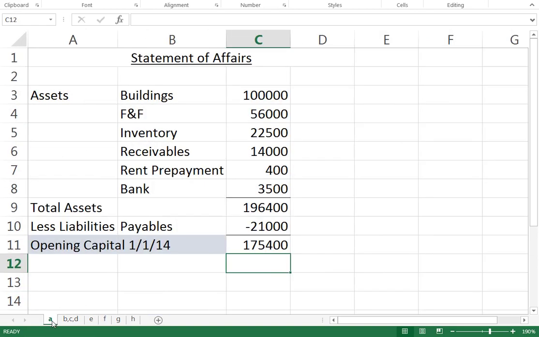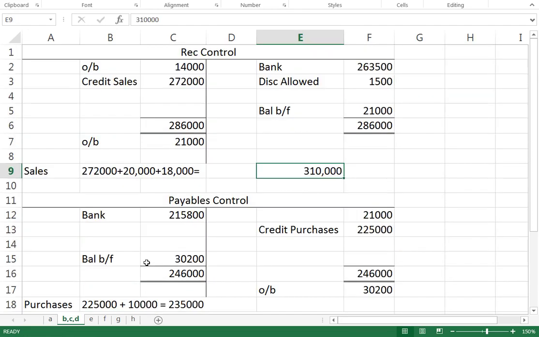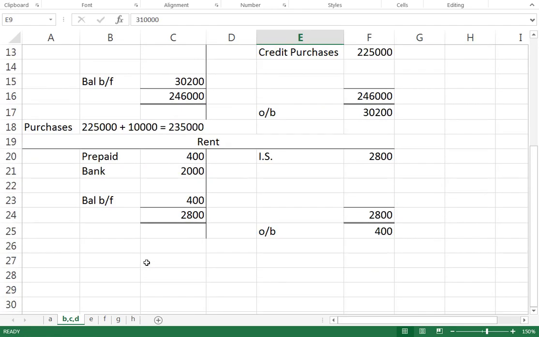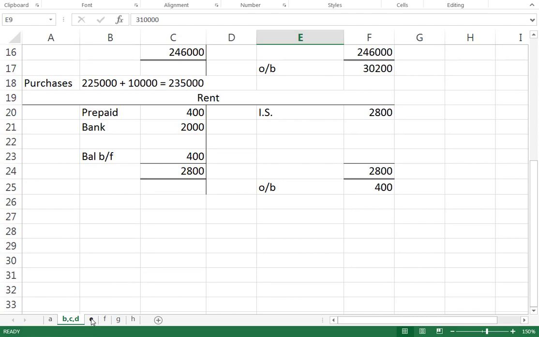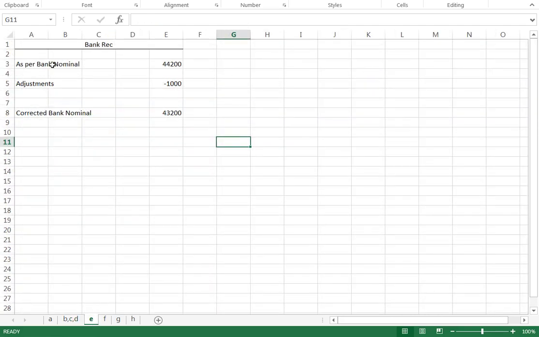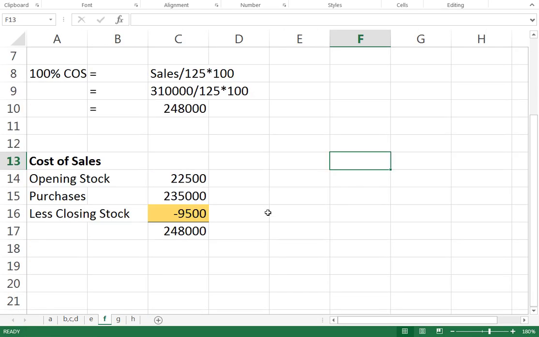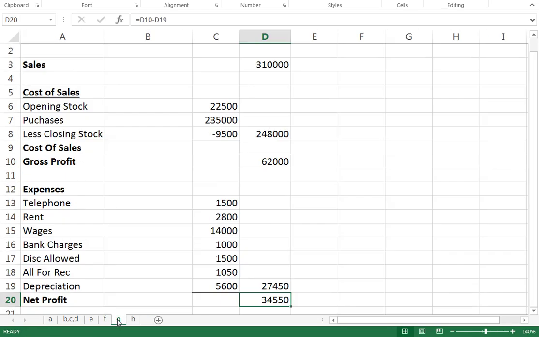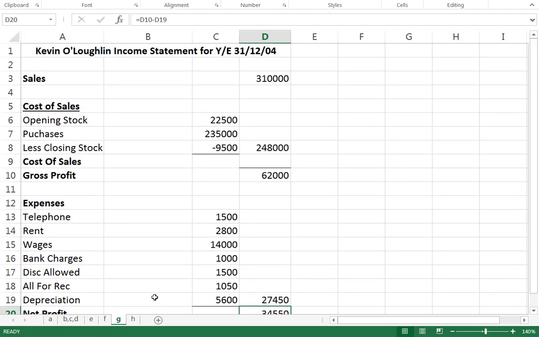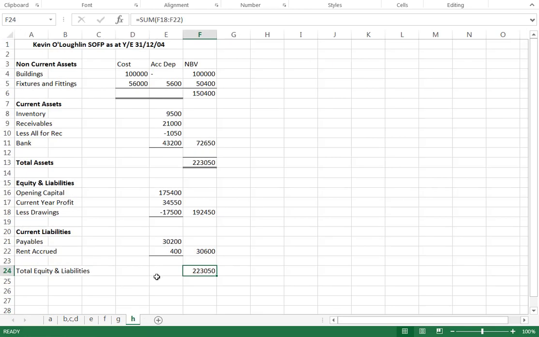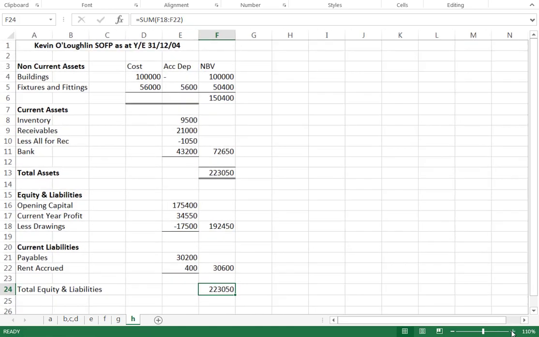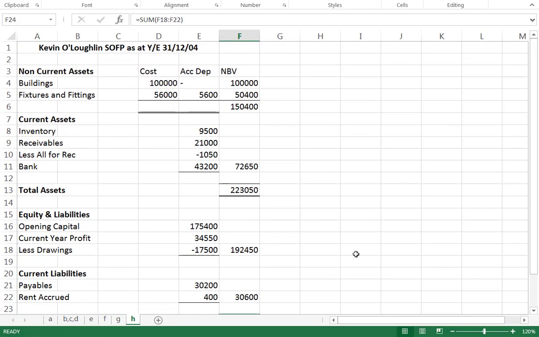Okay, so what did we have? We had our statement of affairs, which is basically the opening capital figure. We had receivables control, payables control and rent account, which was B, C and D. We had the bank rec, so just altering the bank to give you the corrected nominal figure. We had a calculation of closing inventory, and finally then we had our income statement and our statement of financial position.